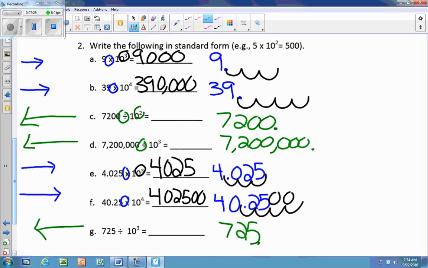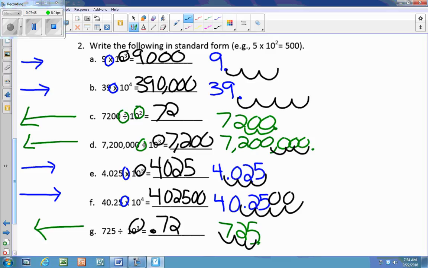So I'm going to the left 2 times. So I'm going to write my answer. I'm going to the left 3 times. And I'm going to the left 3 times. And that is multiplying and dividing using exponents of 10.